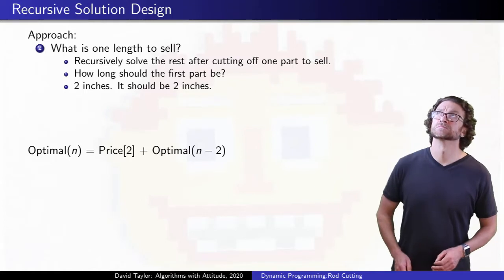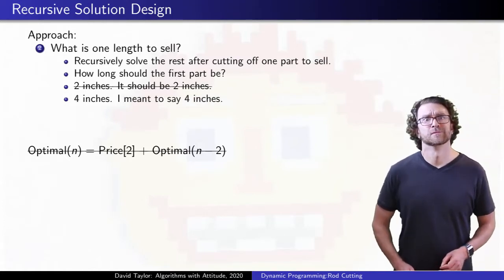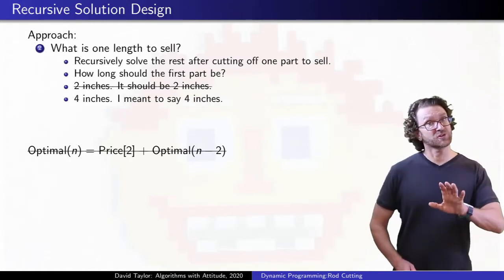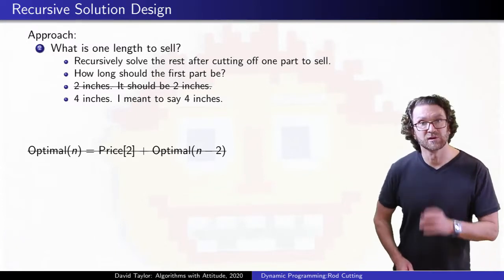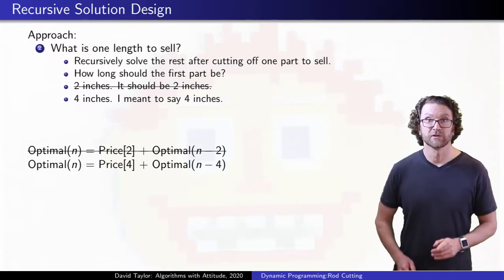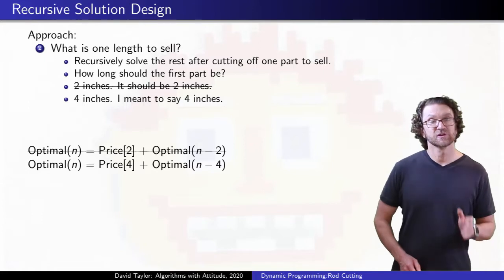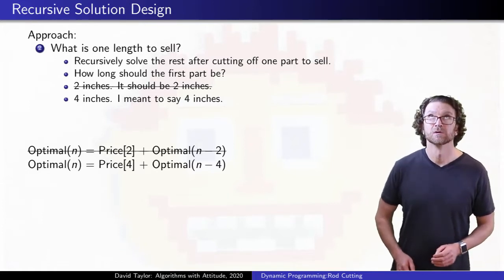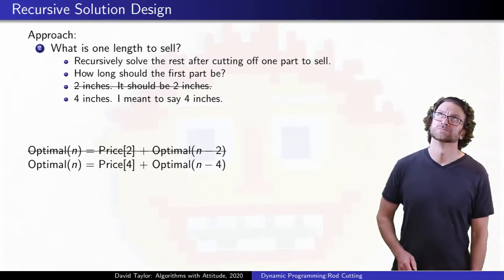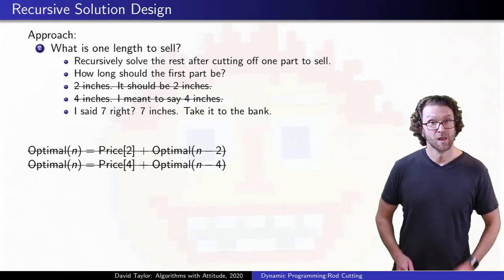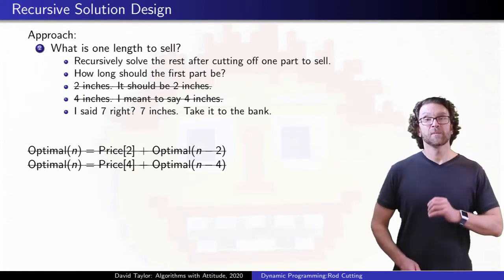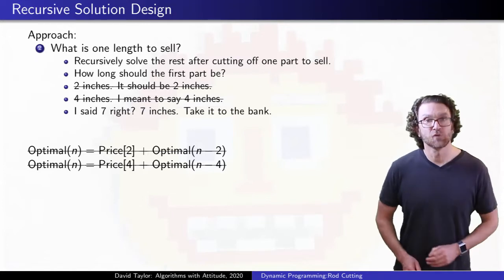Wait a minute, I made a mistake. I meant a 4-inch rod, not a 2-inch rod. Okay, the voice isn't so divine, but that isn't a problem. We can reformulate our answer to cut off 4 inches instead of 2 inches. Sorry, did I say 4 inches? 7 inches. Take it to the bank. Did I say divine? I meant flaky. You hear a flaky voice from above, and it tells you how much to cut off.